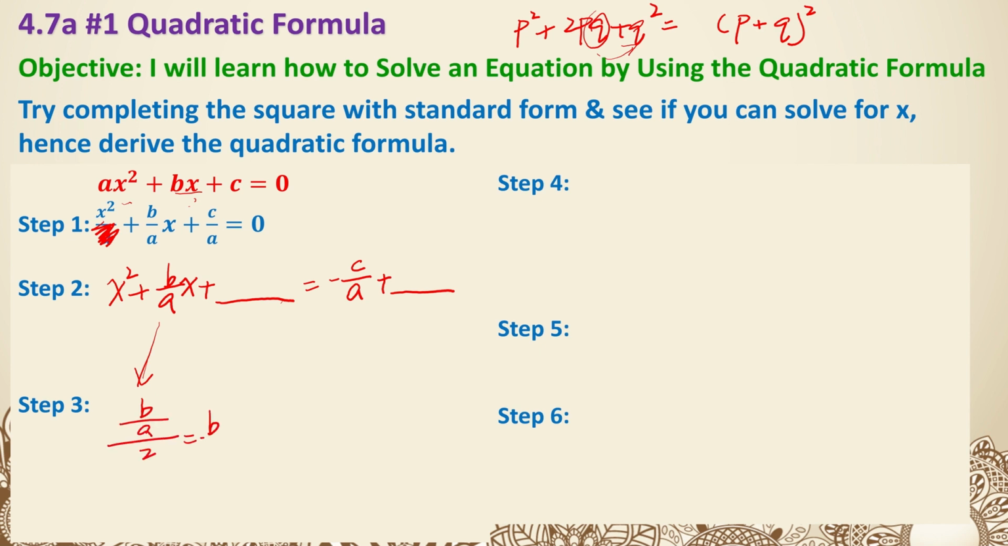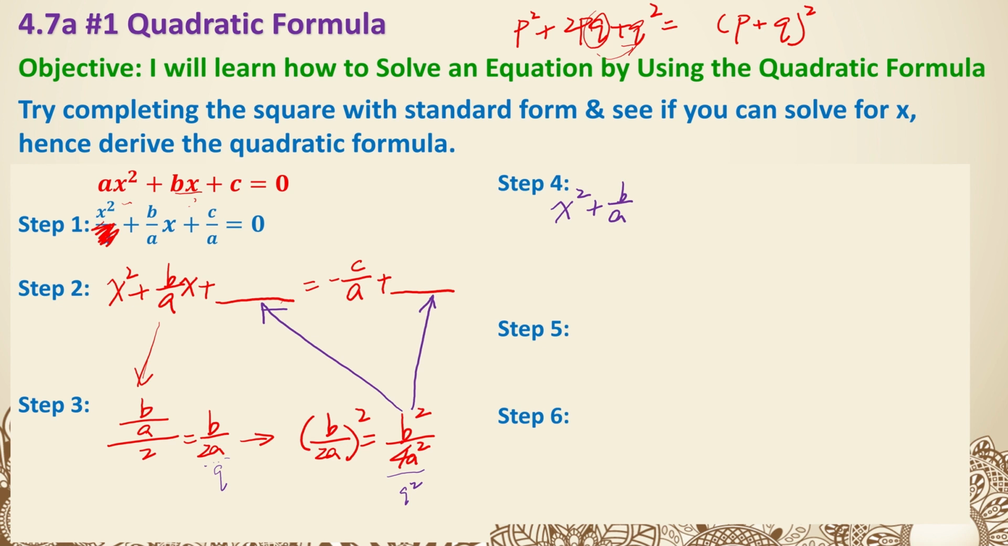That is going to be b over 2a. But then we need to square it. b over 2a squared is going to be b squared over 4a squared. And that is what we actually need to put into the space, because this is basically our q from the formula, and this is going to be our q squared. So we're going to need to put it into the space. We'll have x squared plus b over a x plus b squared over 4a squared. That equals -c over a plus b squared over 4a squared.